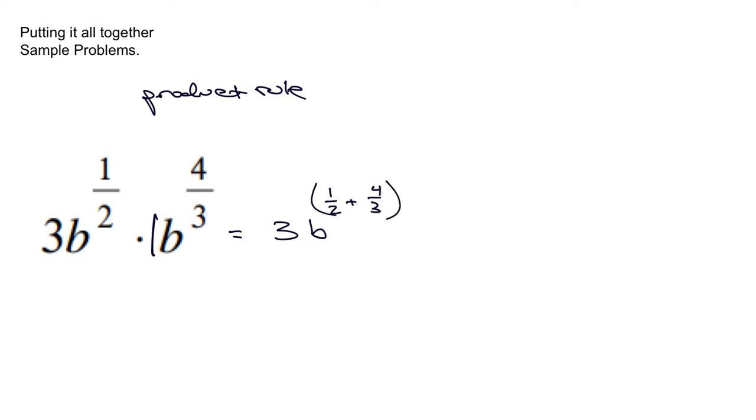And now we need to combine these fractions. So the least common multiple between 2 and 3 is going to be 6, which turns this into 3/6 plus 8/6. That gives me 3 times b raised to the 11 over 6 power. Final answer.